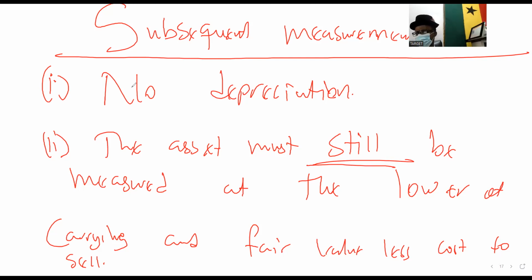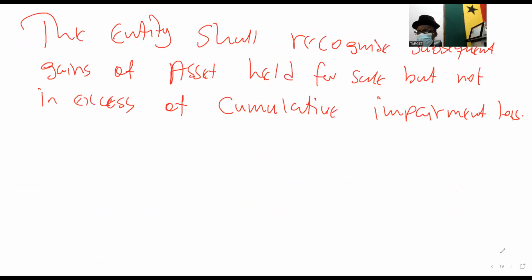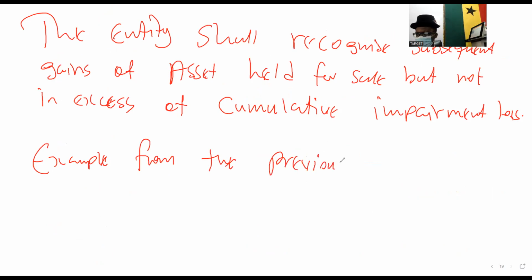So that is that. If I should continue the examples I gave, let's assume, from the previous example, what page is that?